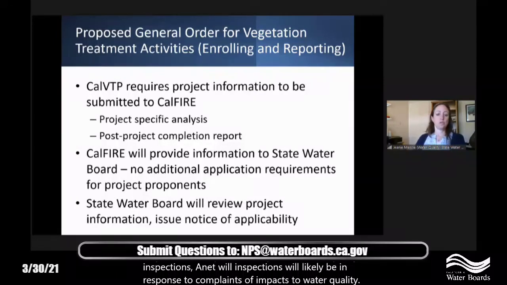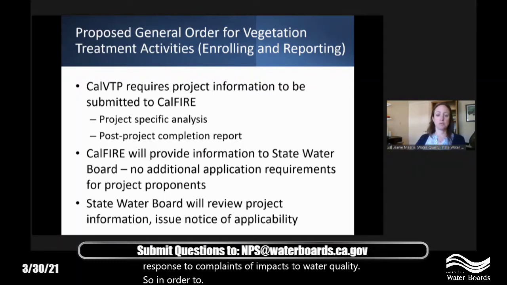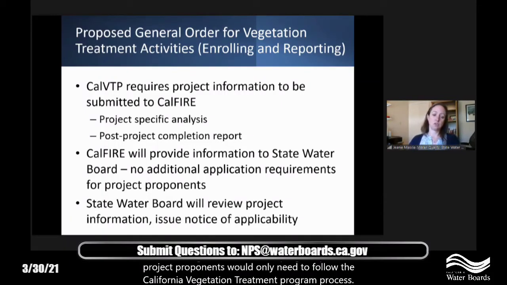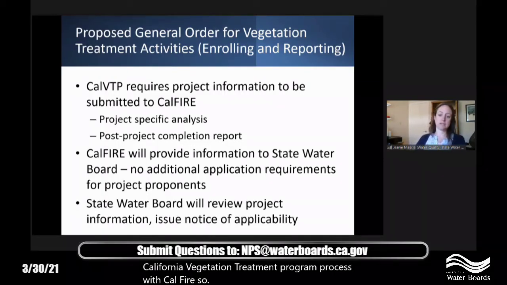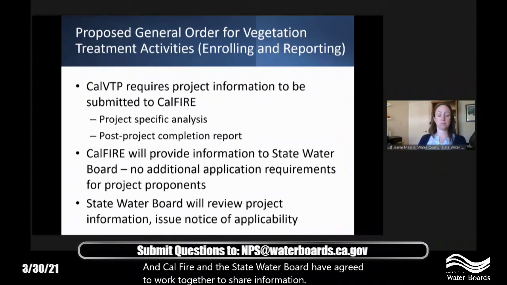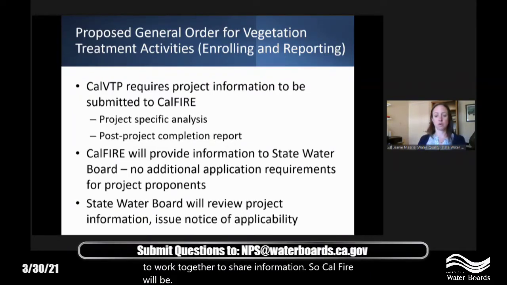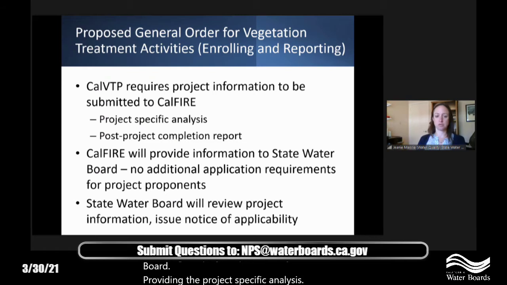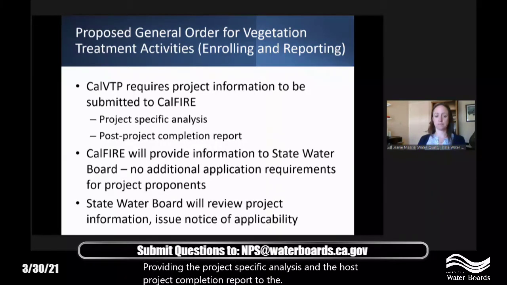So in order to enroll in the proposed general order, project proponents would only need to follow the California Vegetation Treatment Program process with CAL FIRE. So no additional information would need to be provided to the State Water Board. And CAL FIRE and the State Water Board have agreed to work together to share information. So CAL FIRE will be providing the project-specific analysis and the post-project completion report to the State Water Board.